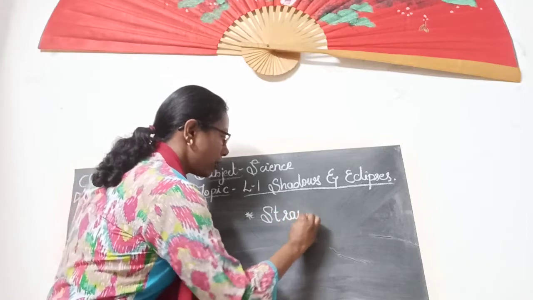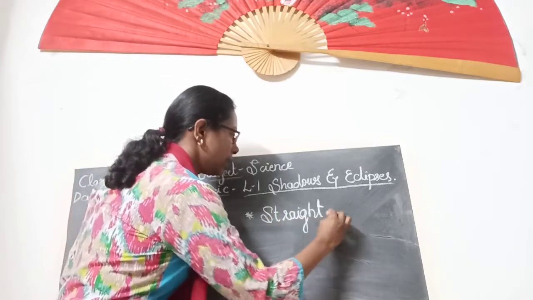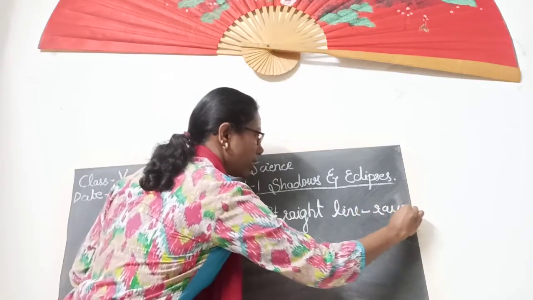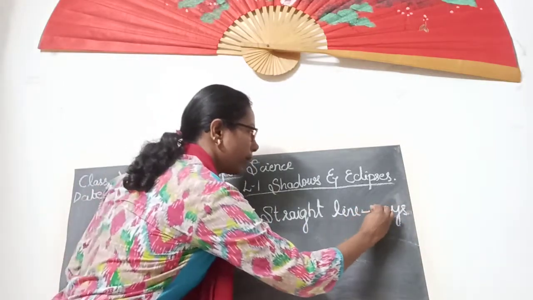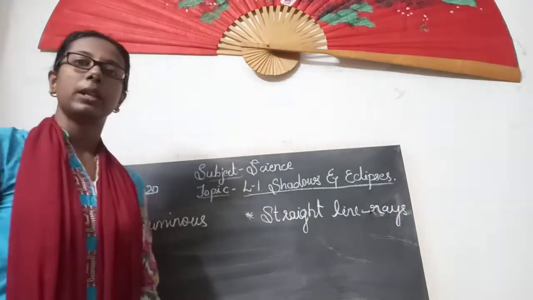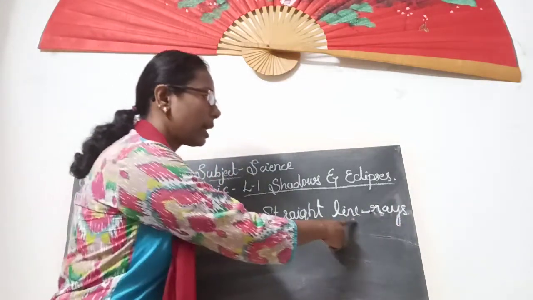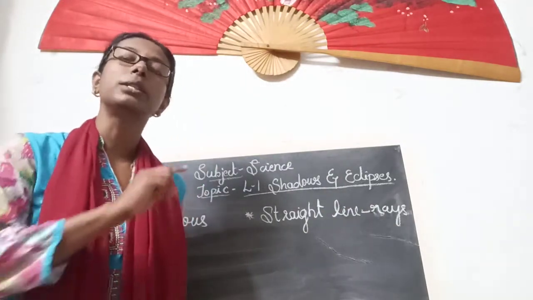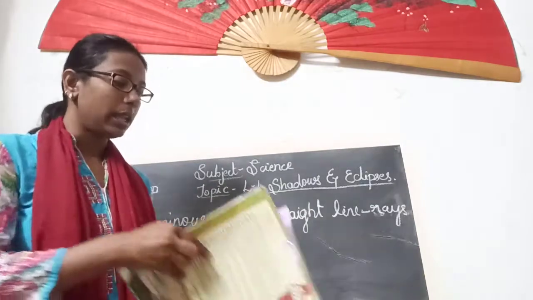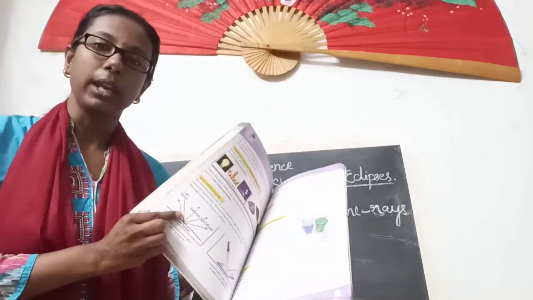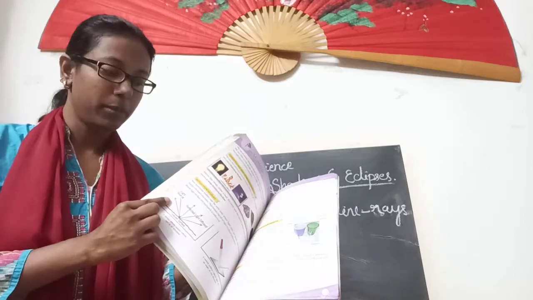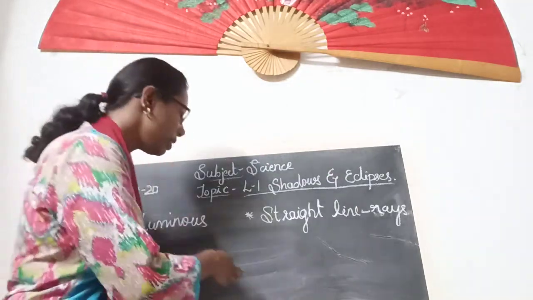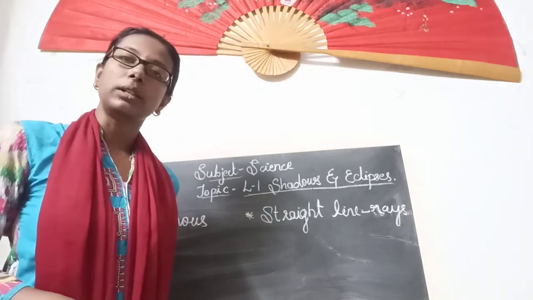Light travels in a straight line called a ray. That is why we call them rays, because light travels in a straight line. And here also, when you are drawing, it should be a straight line.